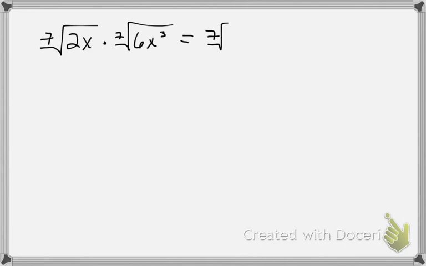All right. So what if I had the 7th root of 2x times the 7th root of 6x cubed? I've thrown the variable back into the mix. 7th root 12x to the 4th. You guys all comfortable with that?